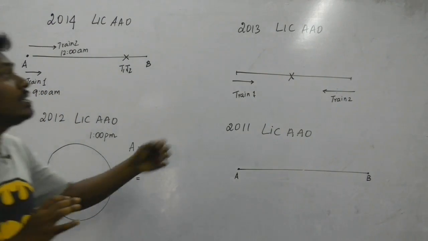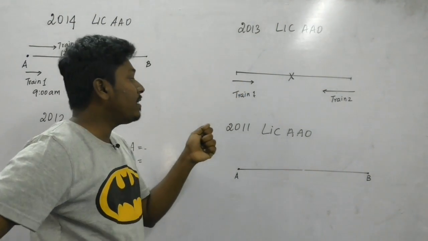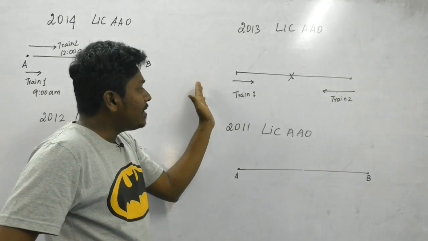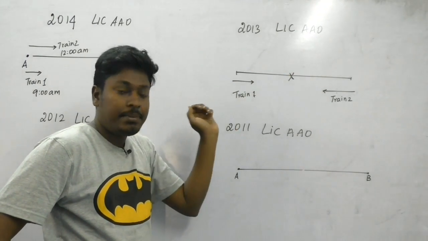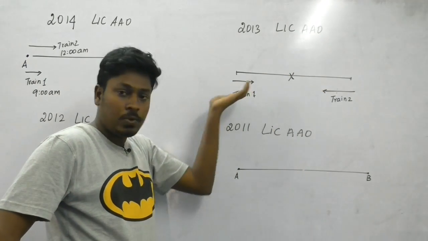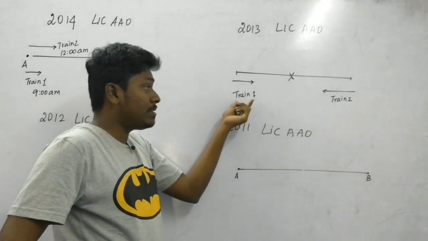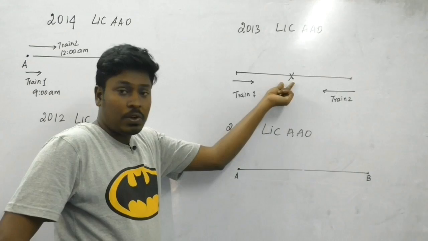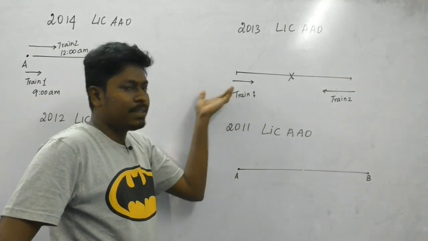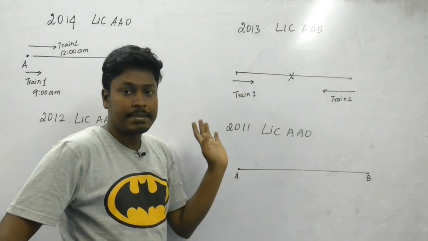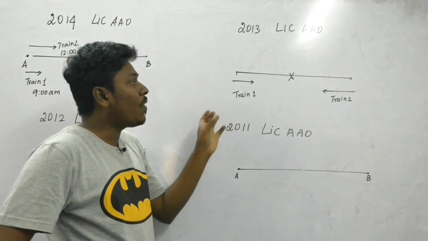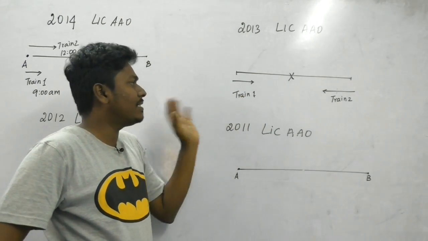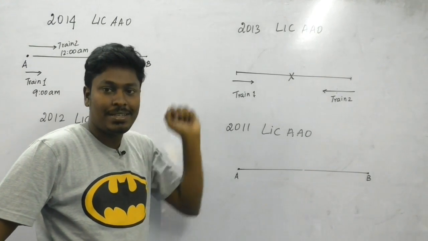We can go for 2013. In 2013, what they have given is that there are 2 stations, A and B. One train is moving from station A to station B and another train is moving from station B to station A. They didn't give train 1's speed or train 2's speed. They have said that after crossing, train 2 takes some hours and similarly train 1 takes some hours. They were asking to find the ratio of the speeds of train 1 and train 2. This is the question asked in 2013.